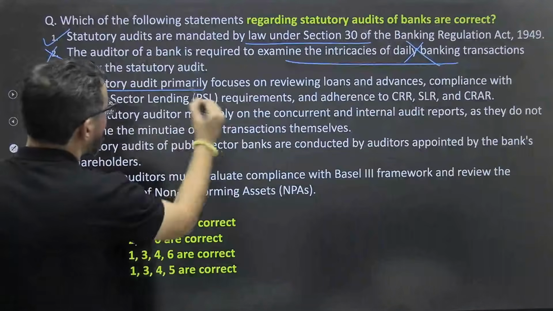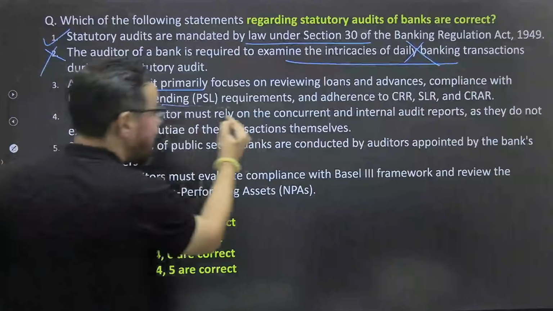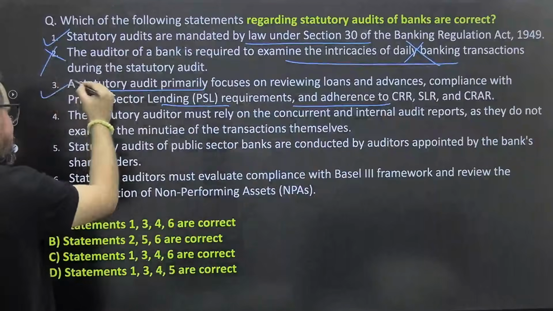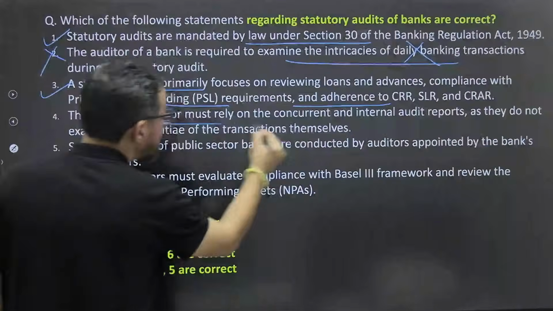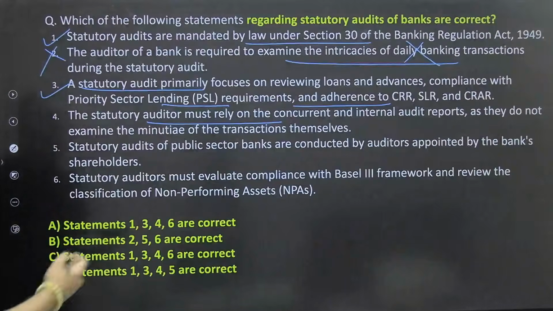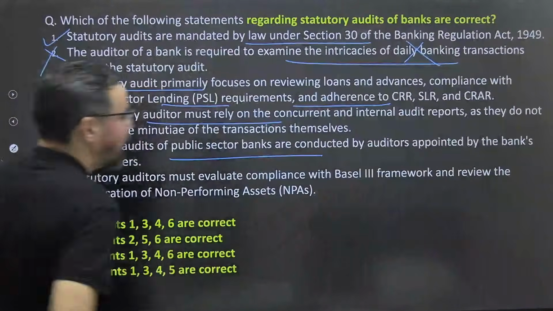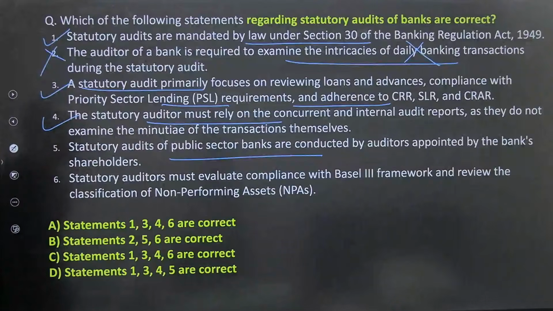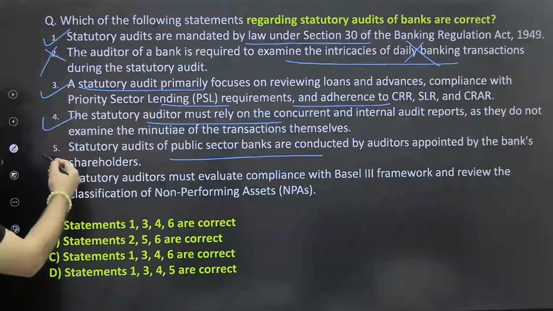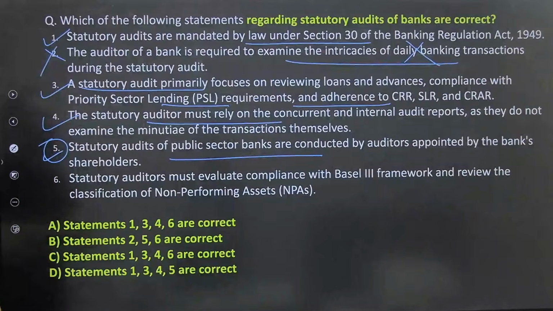A statutory audit primarily focuses on reviewing loans and advances, compliance with the PSL, adherence to CRR, SLR, 100% true. The statutory auditor must rely on the concurrent and internal audit reports as they do not examine the minute transactions. True. Statutory audits of public sector banks are conducted by auditors appointed by bank shareholders. It can be the board of directors, actually it can be doubtful. Statutory auditors must evaluate compliance with Basel III frameworks and review classification of NPAs and all, right?